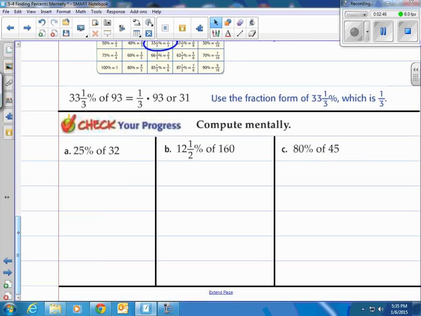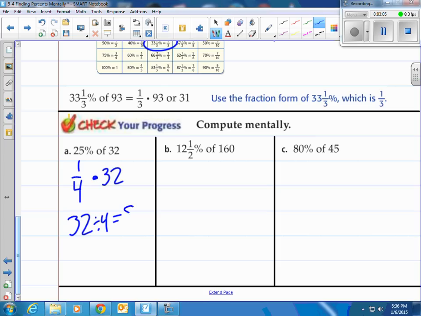How about you give it a shot on these 3? Come on back, see how you do. All right, so we have 25% of 32 for A. Well, 25% is 1/4. And 1/4 of 32 means 1/4 times 32. And I can simply just take 32 and divide by 4, and that's going to be 8. So the answer is 8.